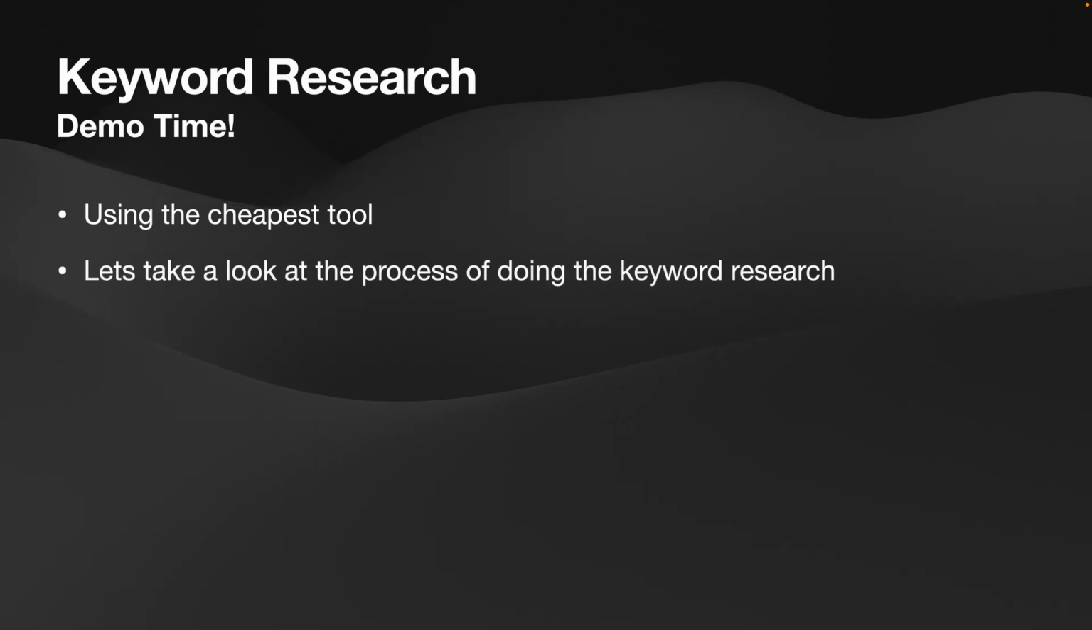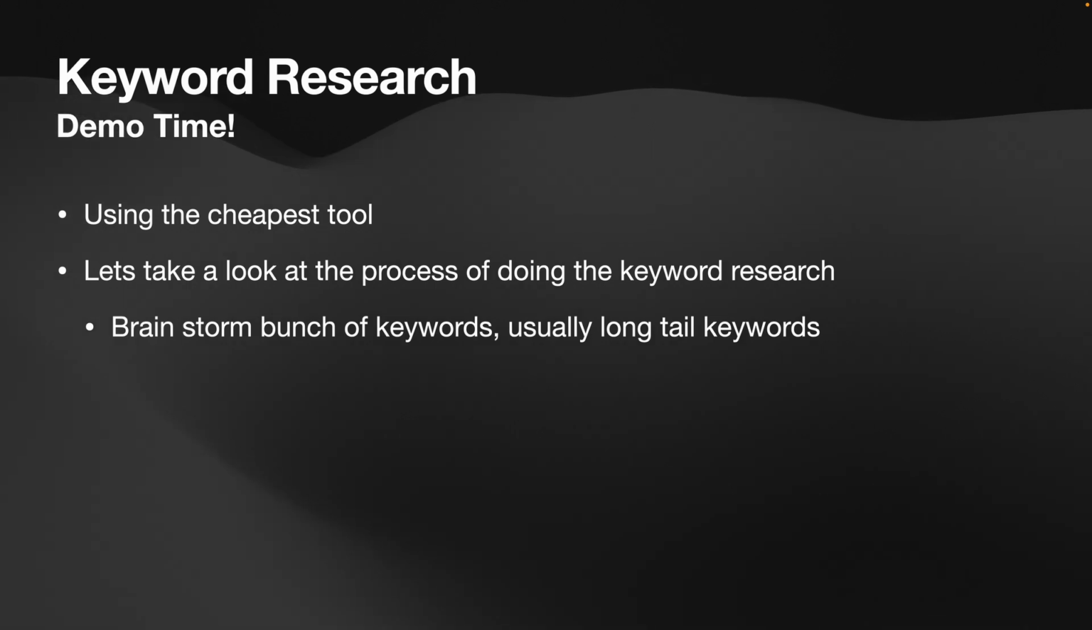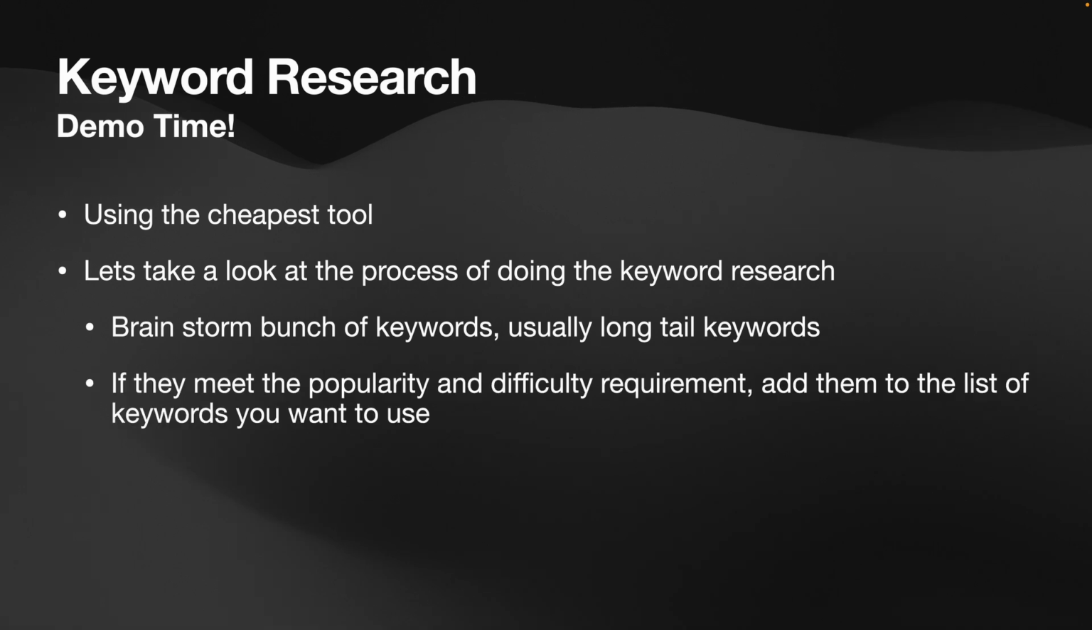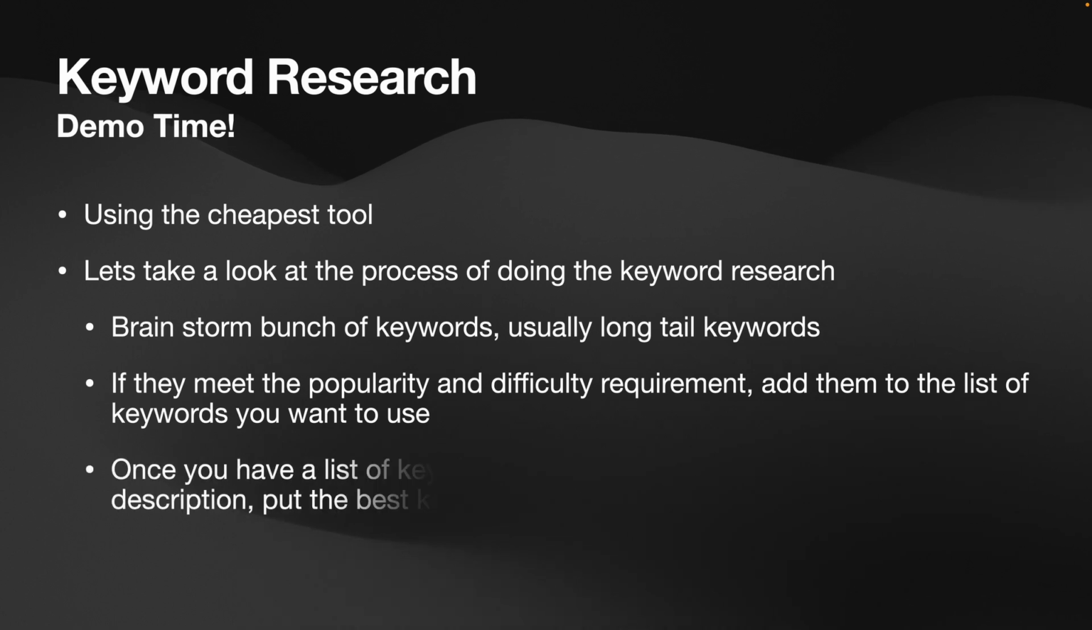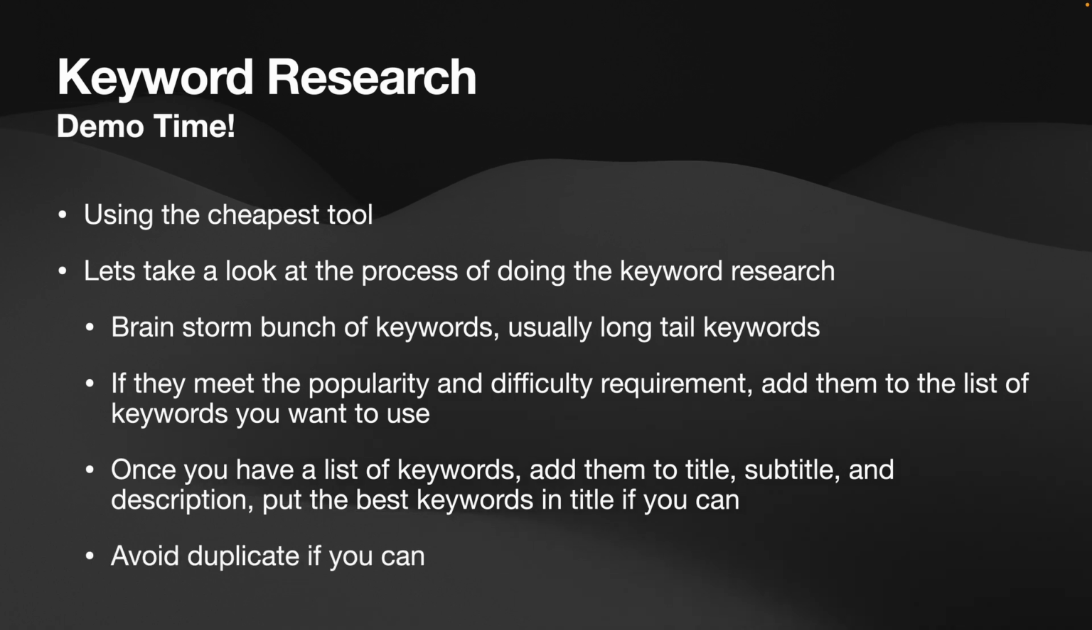Welcome back. Now let's take a look at the process of doing the keyword research using the tool ASO. So first, we brainstorm a bunch of keywords, usually long tail keywords, because it's really hard to rank for short keywords. Then if the keywords meet the popularity and difficulty requirement, you add them to the list so you can potentially use them. Once you have a list of keywords, you want to add them to the title, description, and put the best keywords in the title if you can. And of course, avoid duplicates if you can.